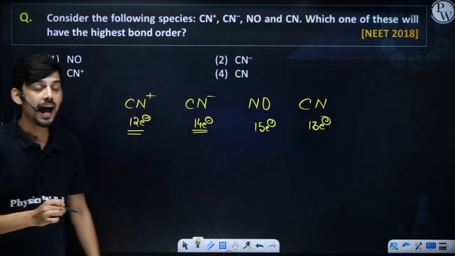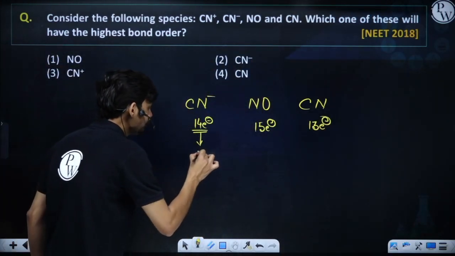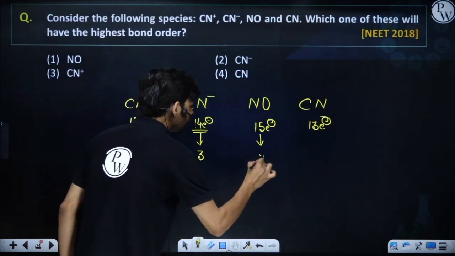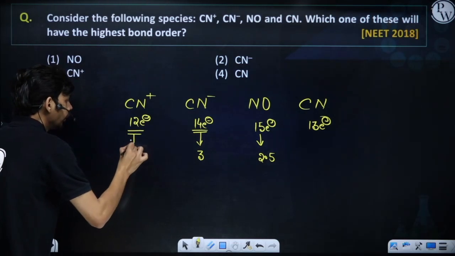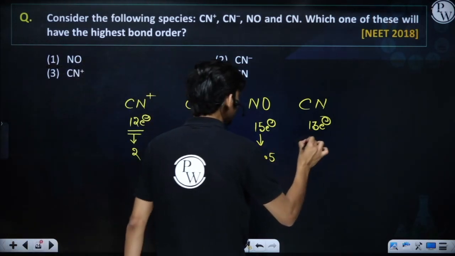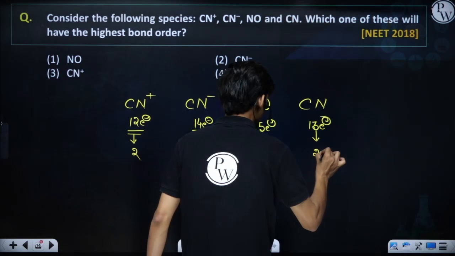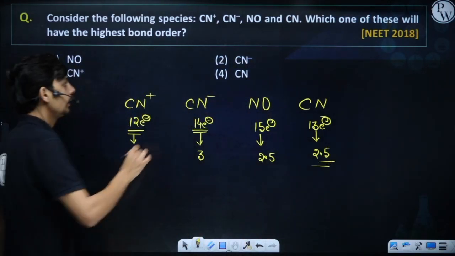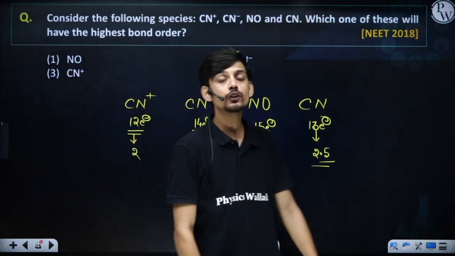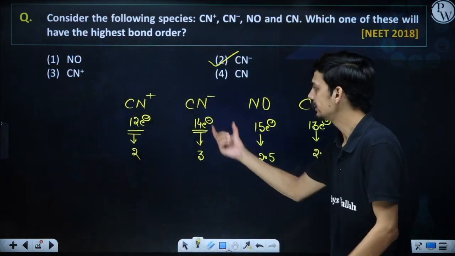So we know, at 14 electrons, the bond order will be 3. At 15, bond order will become 2.5. At 12, bond order will become 2. And at 13, the bond order will become 2.5. So out of these, which one is having the highest bond order? CN minus.